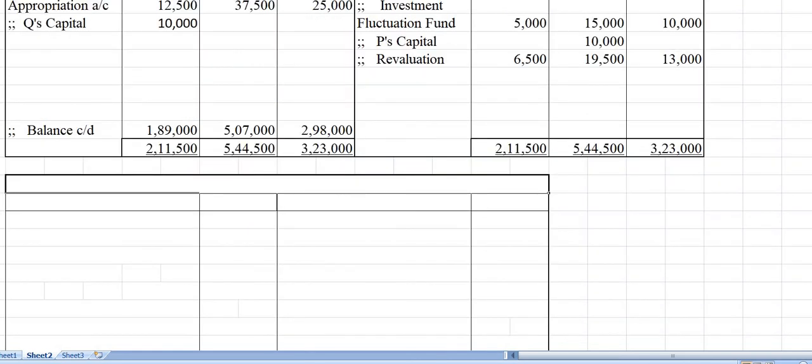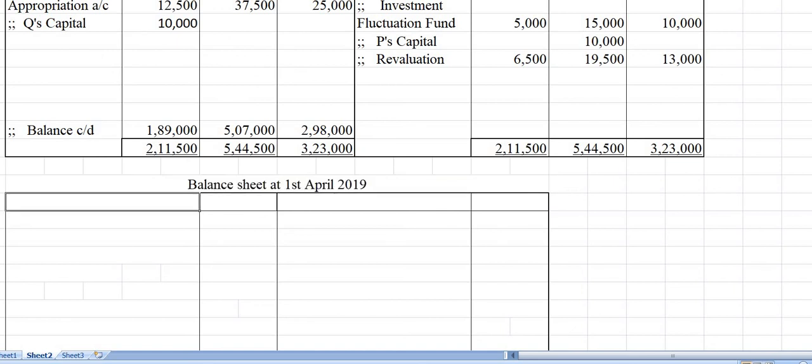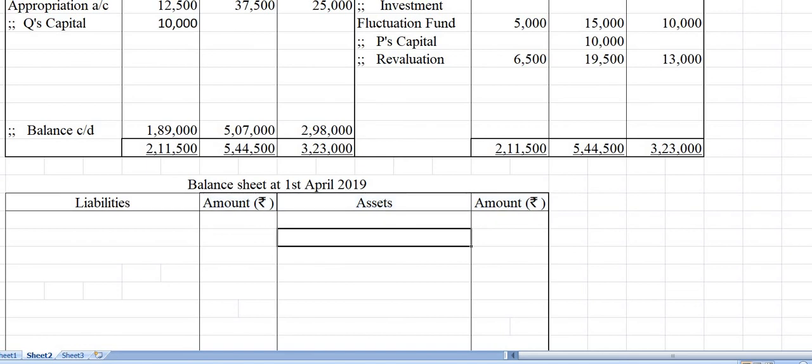Then let us prepare the balance sheet. Balance sheet as at 1st April 2019, liabilities amount and asset amount. Heading is written. Then let us see first the assets we can fill. Asset side we can fill with first land and building. Land and building is there. How much is the amount? 5 lakh is the amount. Land and building has no change.